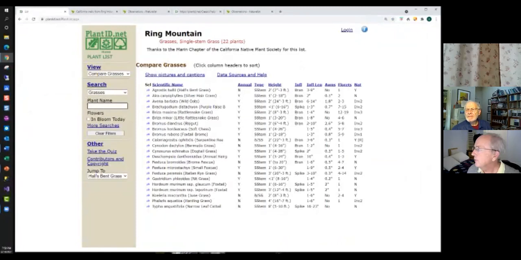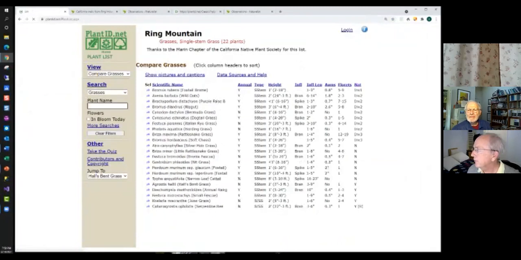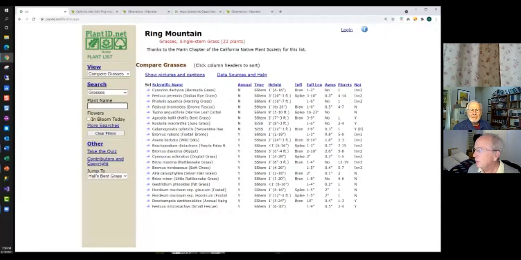If we look at this native status, we'll see a very different pattern. A lot of invasives and also non-natives, and only a few natives that are in the single stem group, which kind of matches a lot of our opinions, which is that the bunch grasses tend to be natives and the single stem grasses tend to be non-natives. If we look at the annual status, we'll see that some of these single stems are perennial, but a whole lot of them are annuals, growing fresh from seed every year.